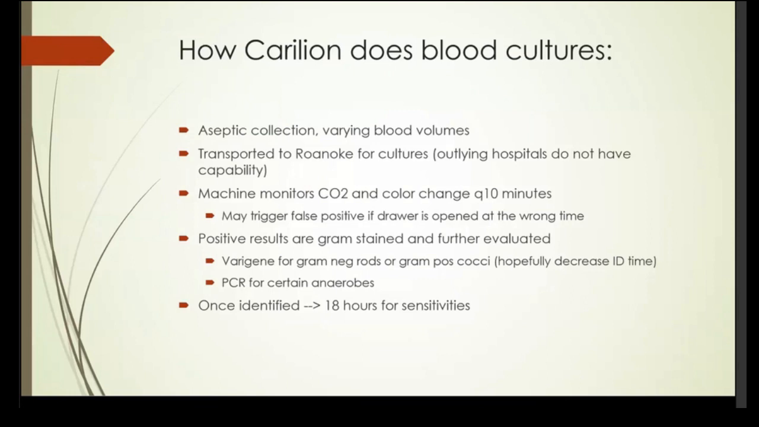And then once you get a positive result here, it's immediately gram stained. Verigene is run, as Dr. Meier pointed out a little bit earlier, which can help narrow it down, decrease identification time. And then we can run PCR for certain anaerobes. Once it's identified, they run it for sensitivities, and that takes 18 hours from time of identification. And according to the nice person I spoke with in the lab, that's done immediately after they get that positive result.